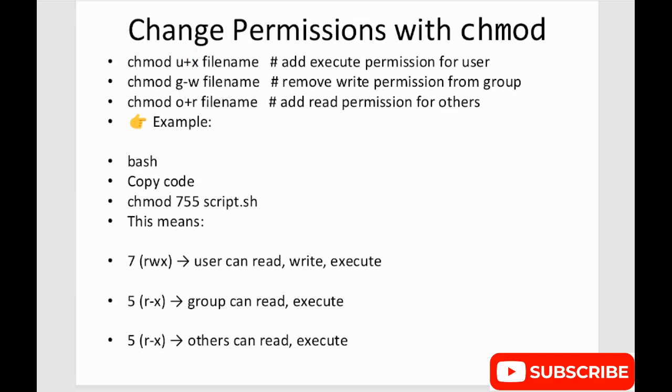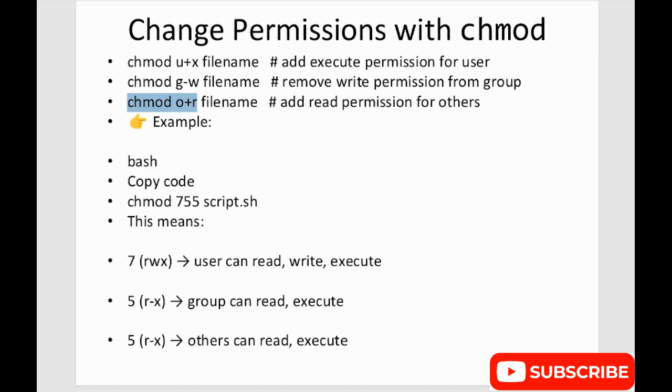Means suppose you want to provide execute permission on any file to the user, so simply you can write this command to provide the execute permission to user. chmod g-w file name. So it's mainly used to remove write permission from group. G is for the group, minus is for remove, and W is for write. So if you want to remove the write permission from the group, you simply write in this way.